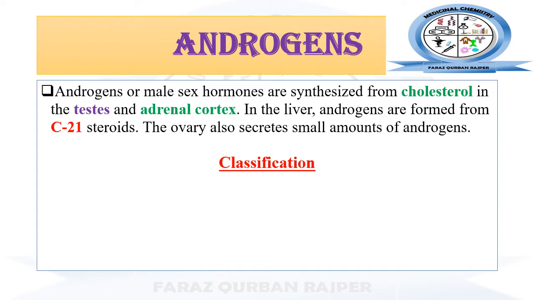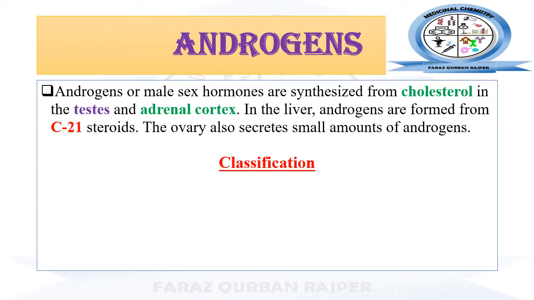The basic carbon nucleus that is present inside the androgen or testosterone is the C21 steroid. They are synthesized from the C21 steroid nucleus, that is the pregnenolone nucleus. We will observe in the upcoming slides how pregnenolone is converted into testosterone.